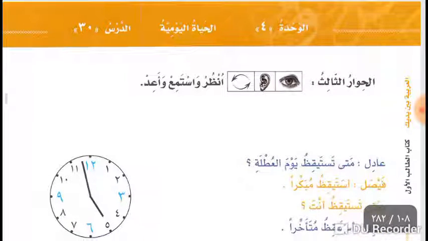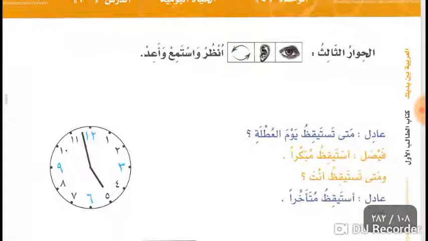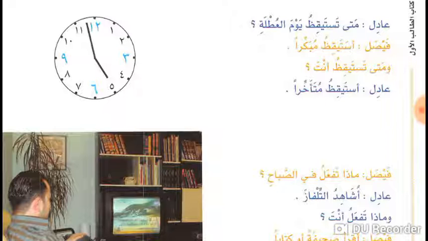Okay. متى هذا الحوار؟ What does it mean الحوار؟ When this dialogue takes place. When this dialogue happened? يوم العطلة. هذا الحوار في يوم العطلة. Okay, correct. Then we have الحوار الثالث, third dialogue. انظر واستمع وأعد. See and listen and repeat. So start reading this dialogue.